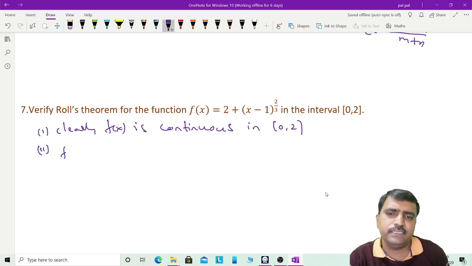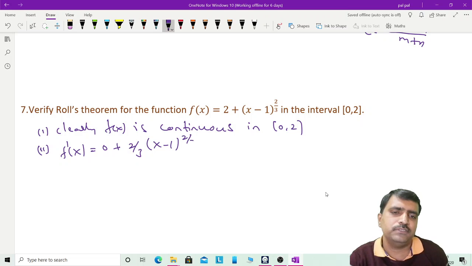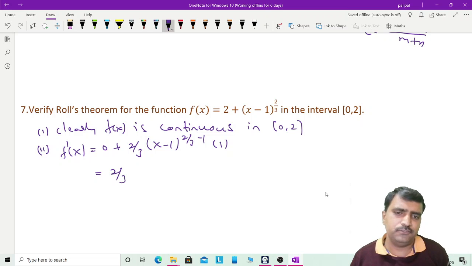The second condition is the differentiability condition. f dash of x is equal to the differentiation of 2, which is 0, plus the differentiation of x minus 1 to the power 2 by 3, which is 2 by 3 into x minus 1 to the power 2 by 3 minus 1, times the differentiation of x minus 1, which is 1. Simplifying, it gives 2 by 3 into x minus 1 to the power minus 1 by 3. Is that value 0 or infinity anywhere in between?